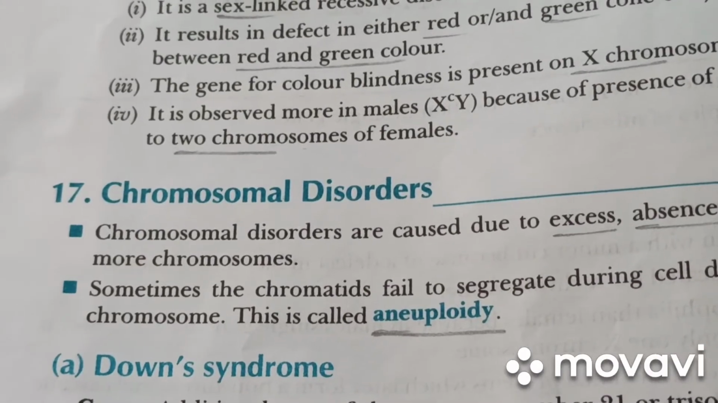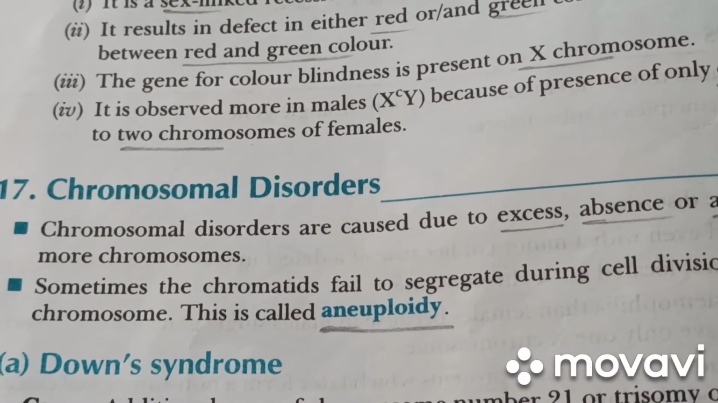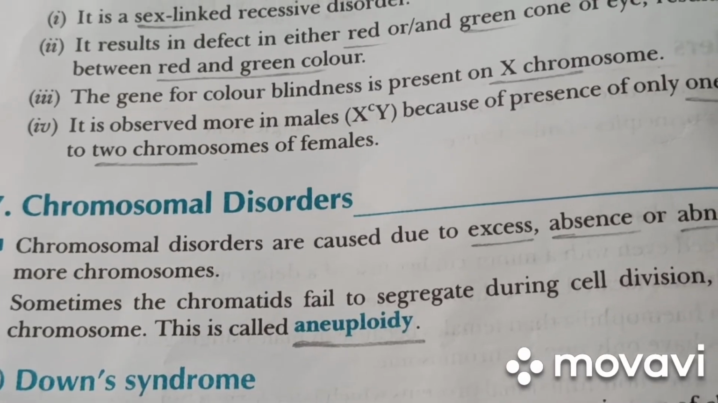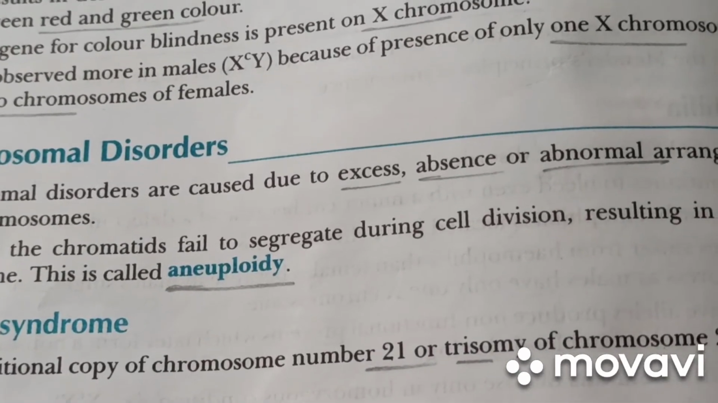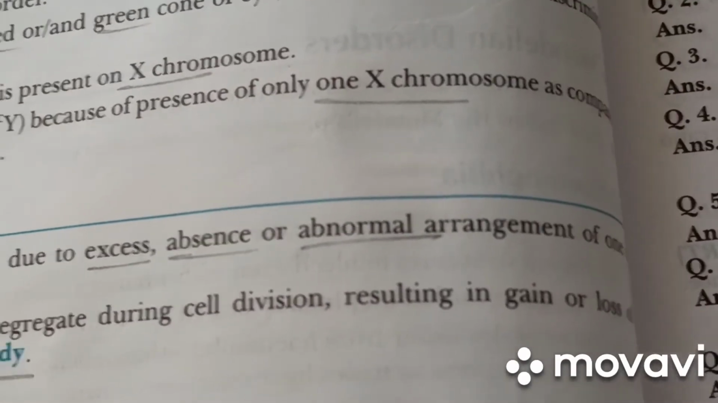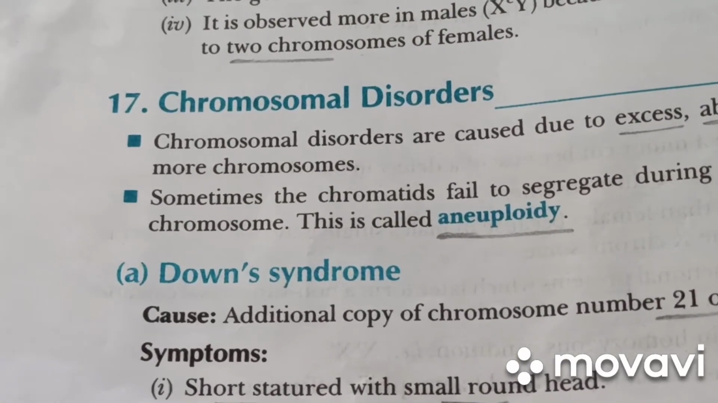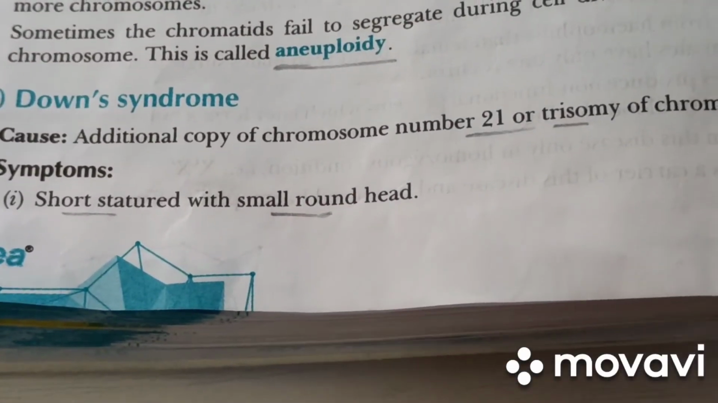This is called aneuploidy. Already I discussed about this. Last class we told which are the sister chromatids, non-sister chromatids. These chromatids fail to segregate during cell division, resulting in gain or loss of chromosome. This is called aneuploidy. Then what is Down syndrome?